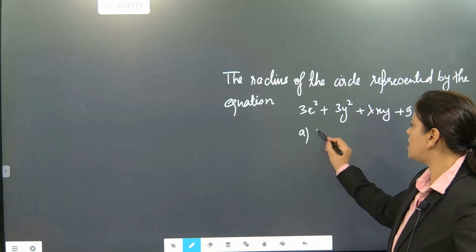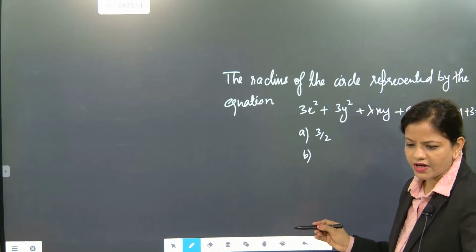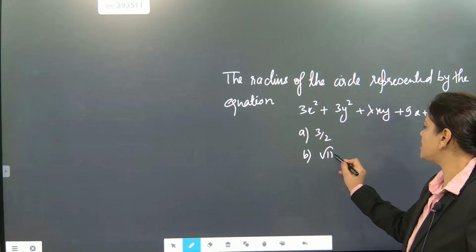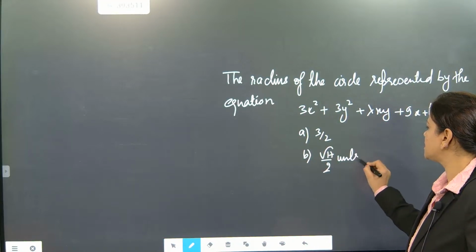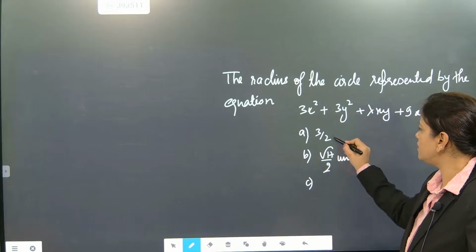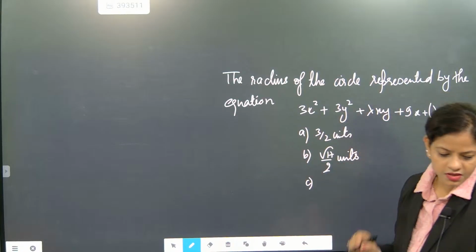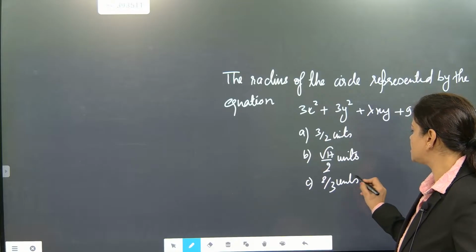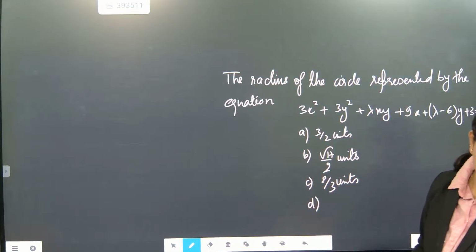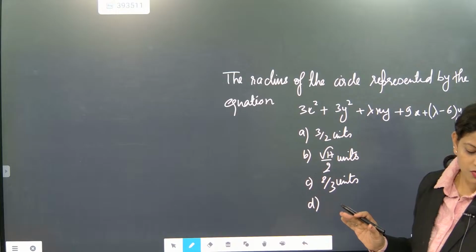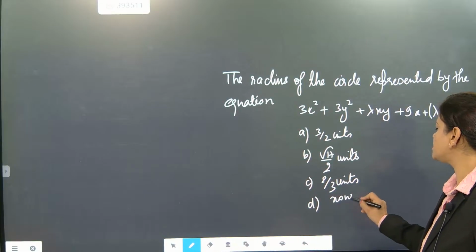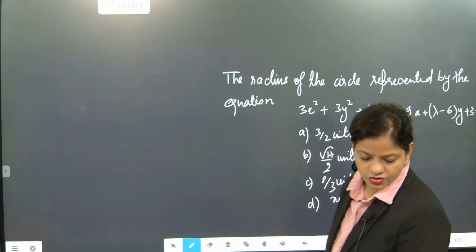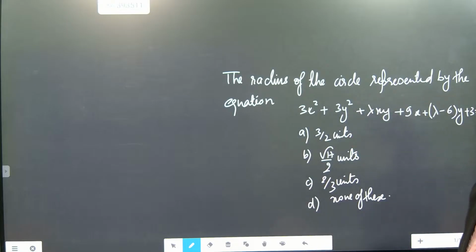Your options are 3 by 2 units. I am not writing units. Root under 70 by 2 units. Third is 2 by 3 units. And fourth is none of this. Come on, start solving. Your time starts now. Let's see how fast you are doing, then I'll teach you the tricks.